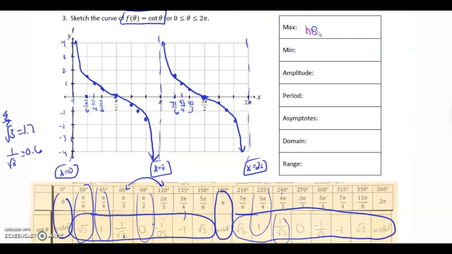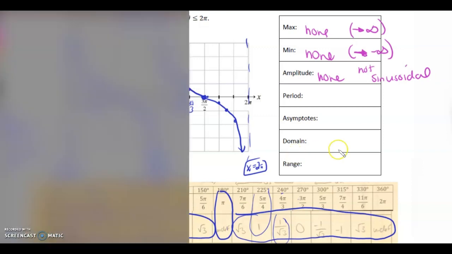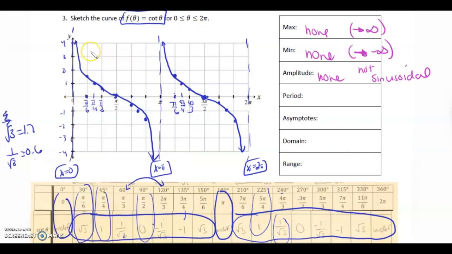So max and min, there are none. We approach infinity and we approach negative infinity. So never will we ever reach a maximum or a minimum. We just continuously go. Okay, amplitude, none. This is not sinusoidal. It is not a sine graph or a cosine graph. The period's a little bit different. The period is just one stretch of this. So the period is 0 to pi.